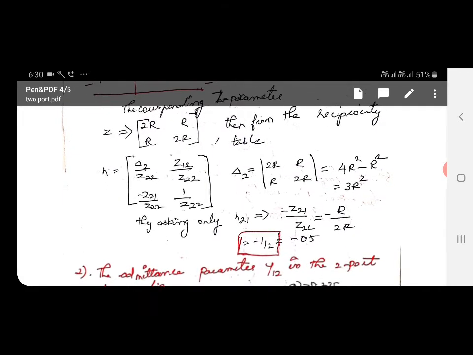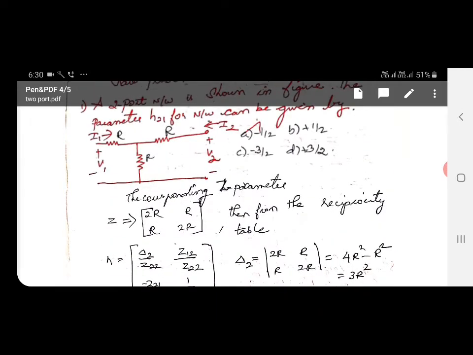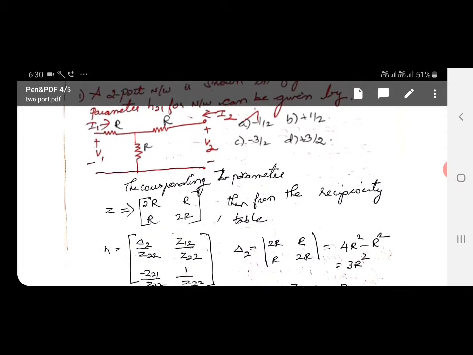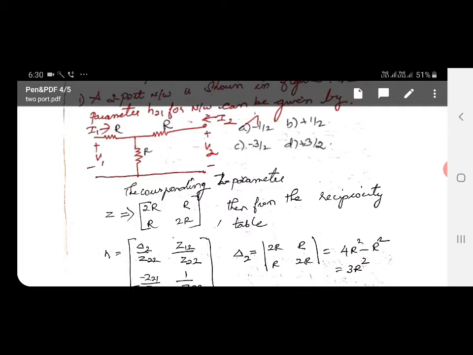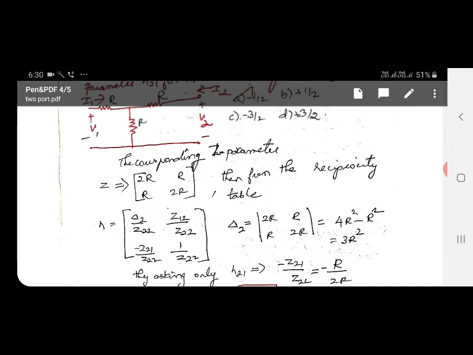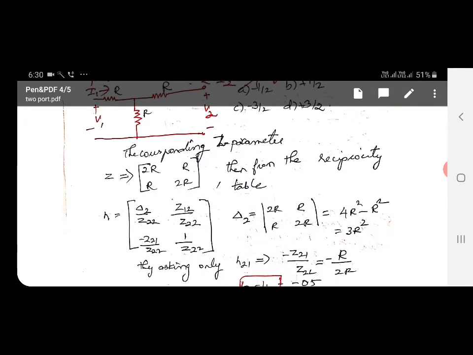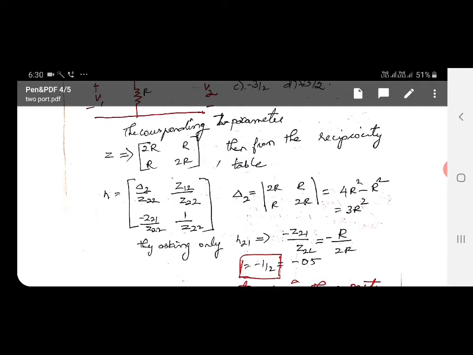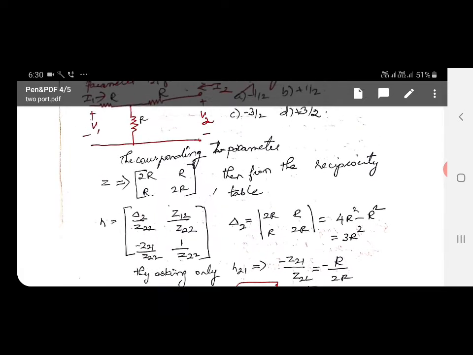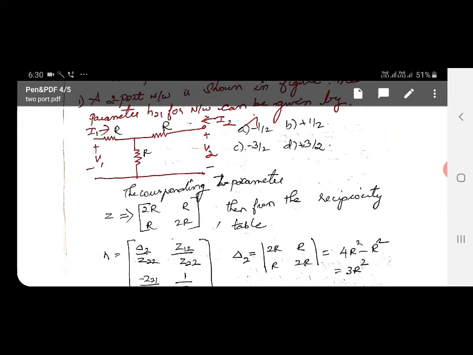In the question they are asking only for h21. The h21 formula is minus of z21 by z22. Here z21 is r and z22 is 2r, so h21 is equal to minus 1 by 2, which is minus 0.5. So the answer is option A, minus 1 by 2.